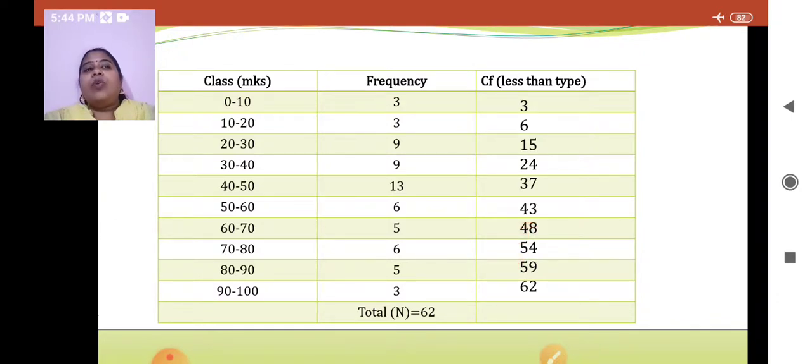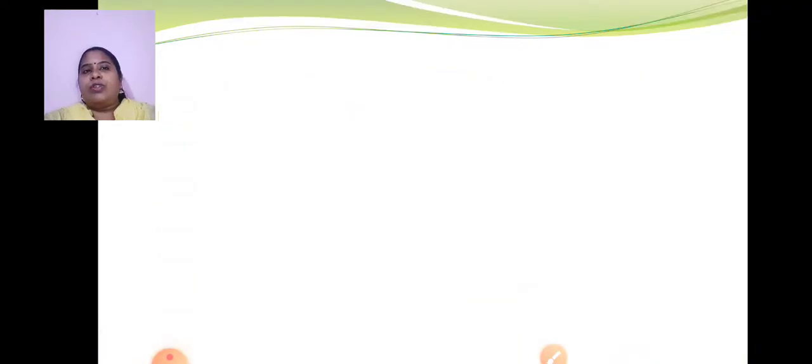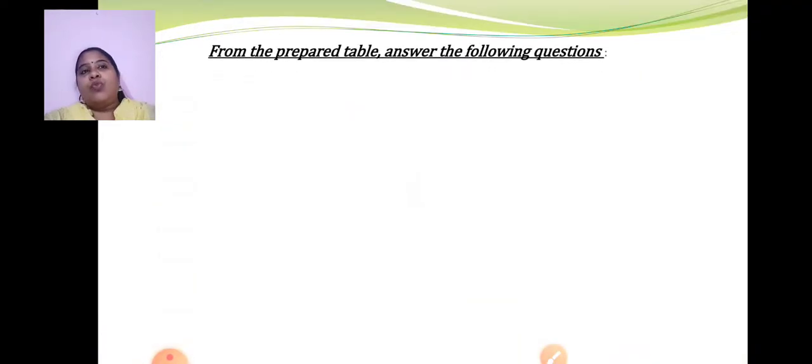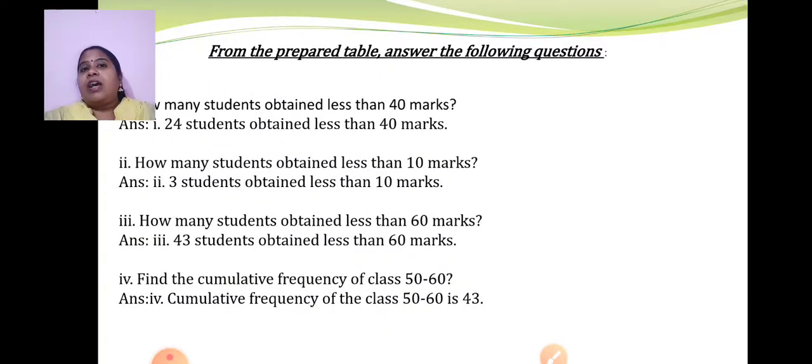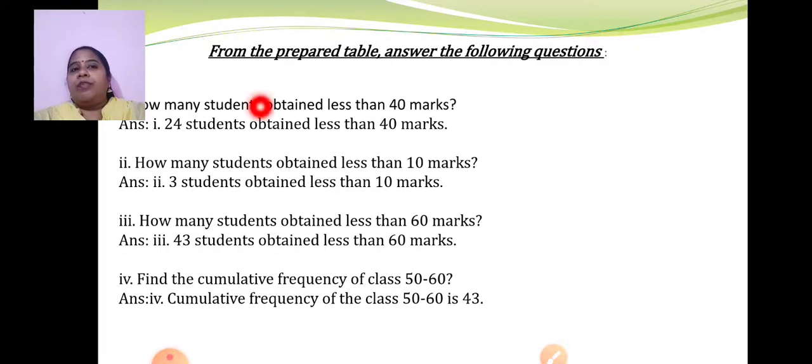Yes. Now let's go and see the questions that are asked based on this. In this also they have asked you 4 questions based on the table. Please have the table in front of you so that this concept is clear. See, the first one I have discussed, how many students have obtained marks less than 40. In CF column it corresponds to 24. So 24 students have obtained marks less than 40. Right? How many students have obtained marks less than 10? Means the very first class interval, less than 10. How many? 3. So 3 students have obtained marks less than 10.